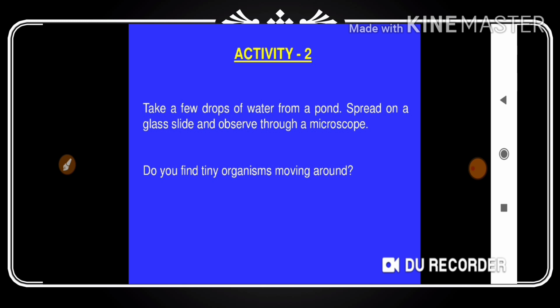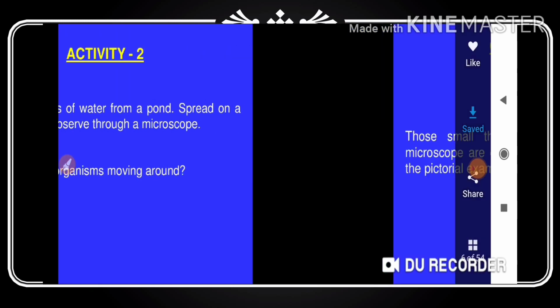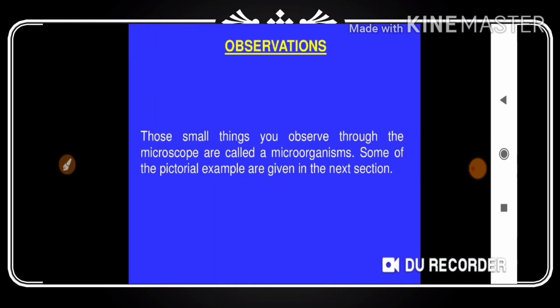Then what will you observe? The question arises here. By doing these two activities, 2.1 and 2.2, we need to understand that small, tiny organisms start moving around in the water droplets present on this glass slide. What do you understand from this? Those are nothing but microorganisms. So those small things you observe through the microscope, moving around in the water droplets, are called microorganisms.